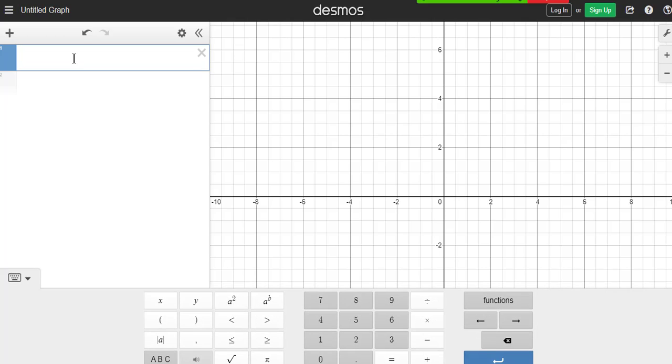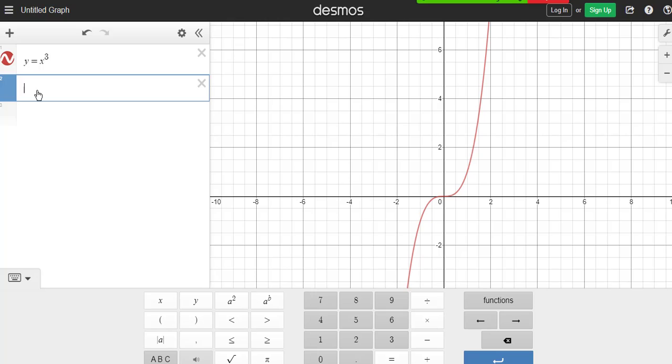So I'm going to type in all of our equations. So we had what? Y equals x to the third, right? And then we had y equals 1 over x.